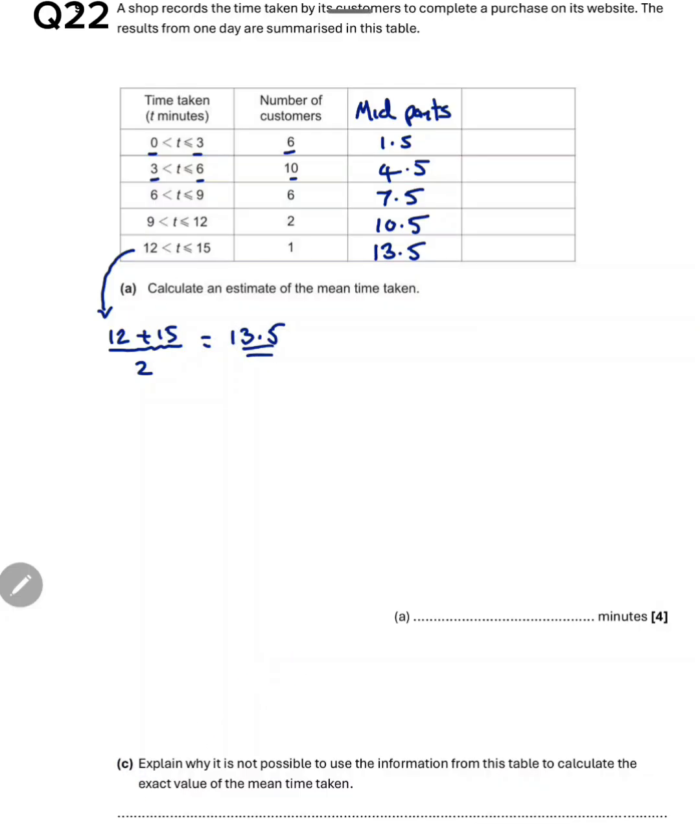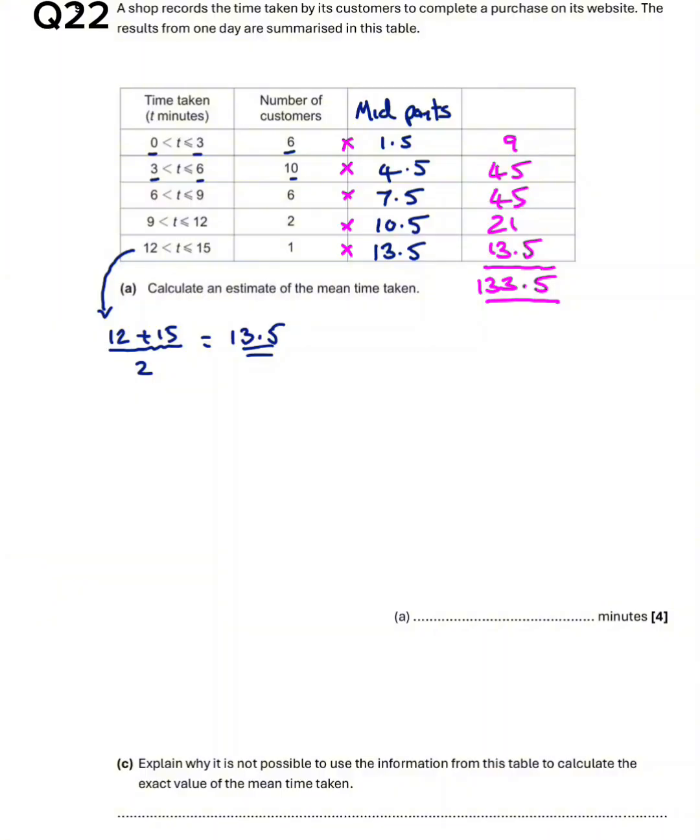What do we need to do next? We need to multiply these midpoints by the number of customers. So this is all calculator work. I'm just going to start bashing these in now. That comes out at 9. That'll be 45. So I've multiplied number of customers by midpoint in each row. What I'm going to do now is add all those numbers together. 0.5.